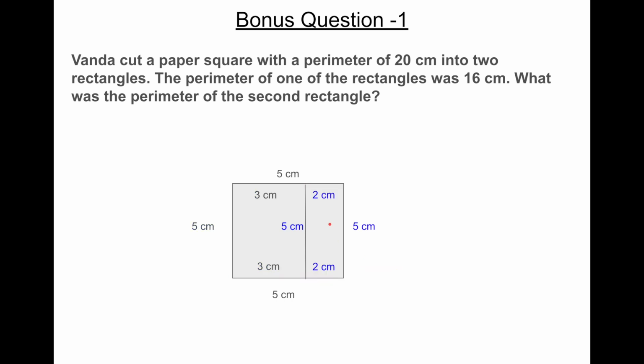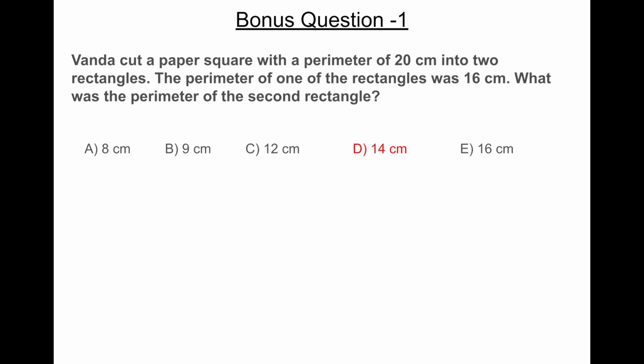So now we know the size of this side. We know the size of all the sides of the rectangle now. Can we determine the perimeter? Yes. So we start walking from here. We say 2 plus 5 gives us 7. 7 plus 2 gives us 9. 9 plus 5 gives us 14. So 14 centimeter is the perimeter of the second rectangle, which is option D.